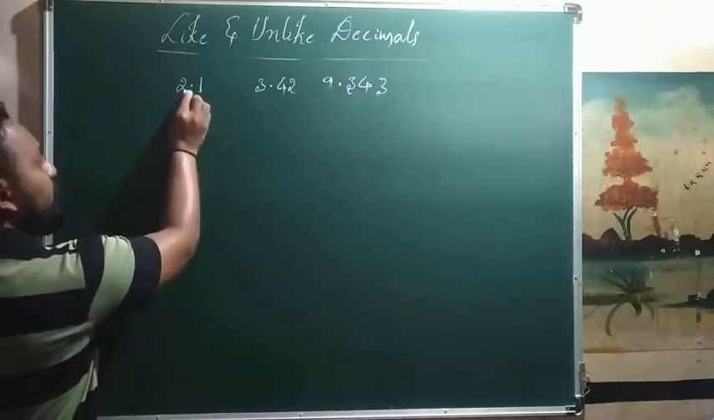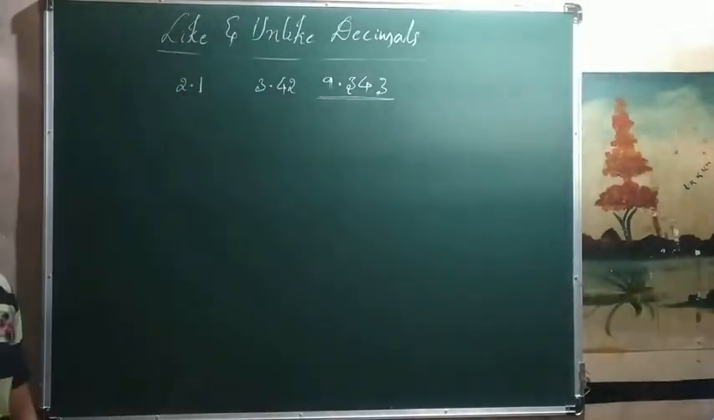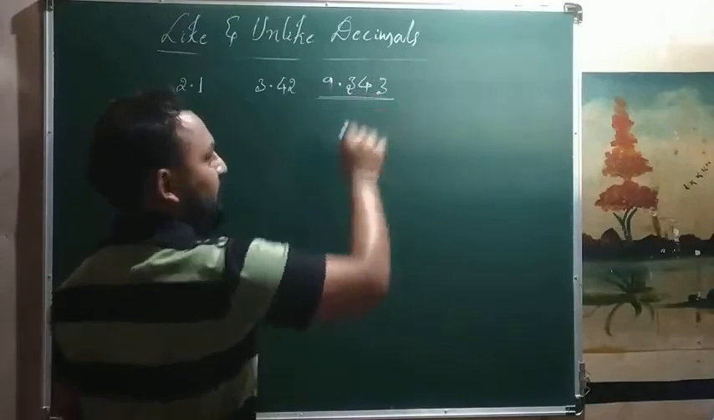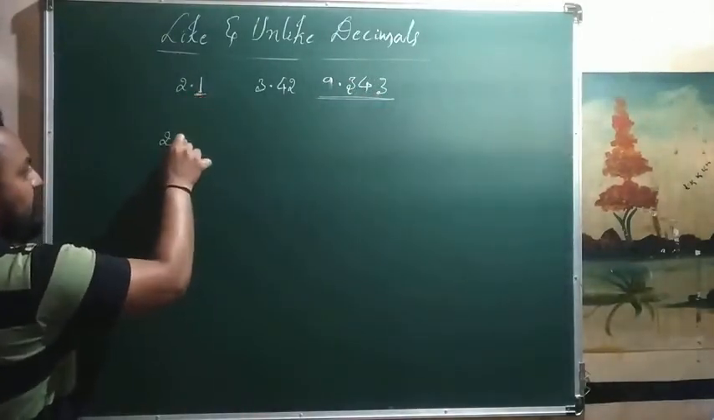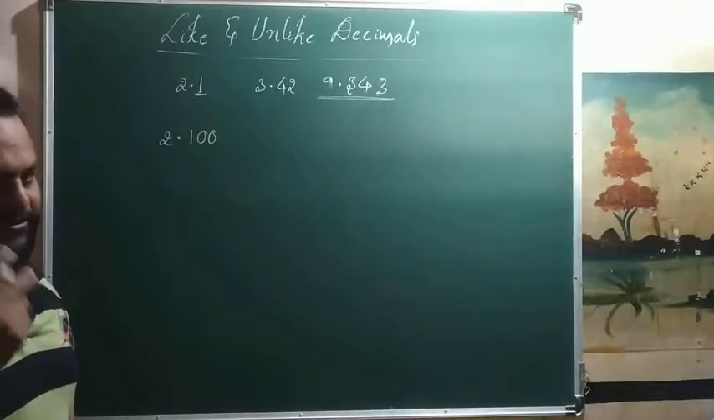Here, 2.1 and 9.343 are unlike decimals. We take the highest number of places, three places. For the lesser places, we add zeros at the end.